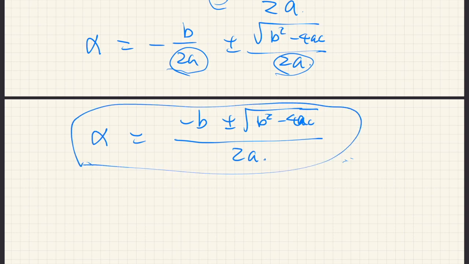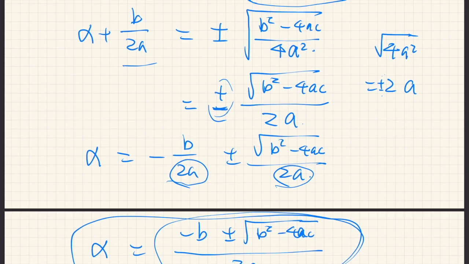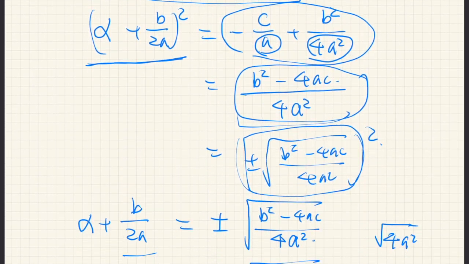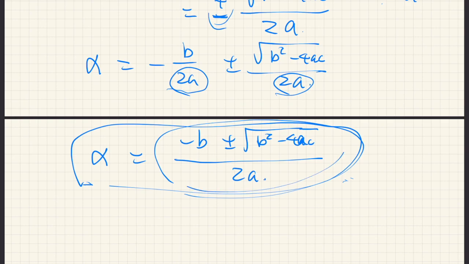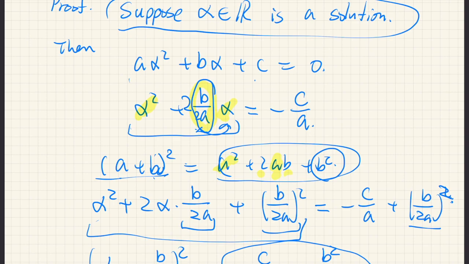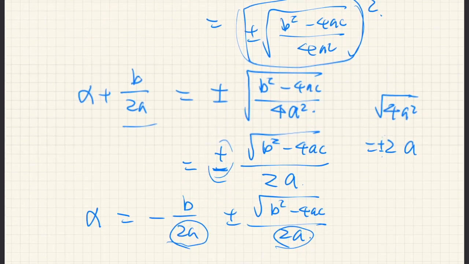Now we need to check that this alpha, thus obtained, is indeed a solution by substituting it into the original equation. But that should be easy. Just follow these steps backwards, or you can just substitute this into the original equation to show that this equation indeed holds. And then we are done.